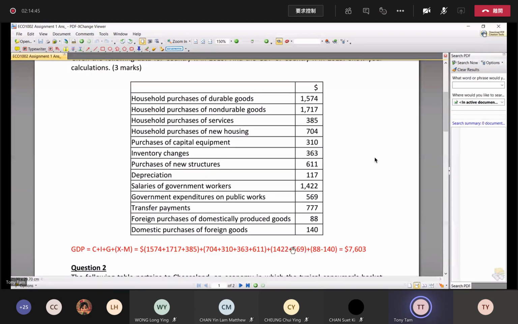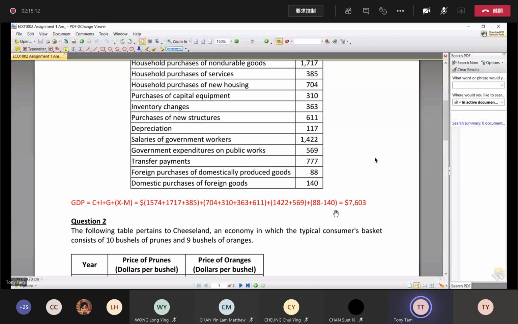Okay, and then for government expenditure, that will be salary, public work, right? And X minus M here. And this will be the answer. So, any question about question 1? 冇問題. If no, what will be question 2?